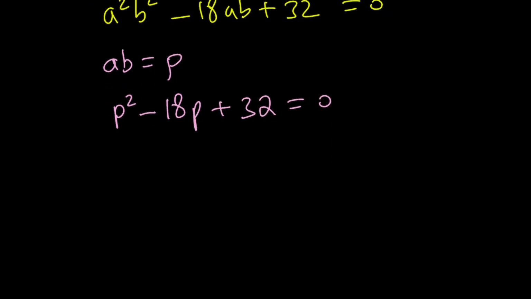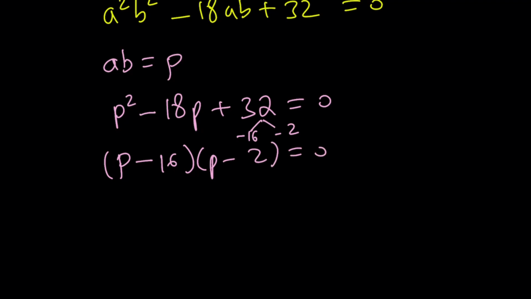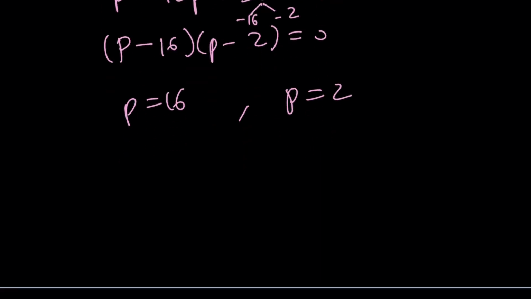This is a quadratic equation in P, and this is factorable. So we're thinking about the following. Find two numbers whose product is 32 and whose sum is negative 18. Those numbers are negative 16 and negative 2. Therefore, my factors are going to be P minus 16 and P minus 2. Therefore, P is either 16 or 2. But what is P? P is ab.